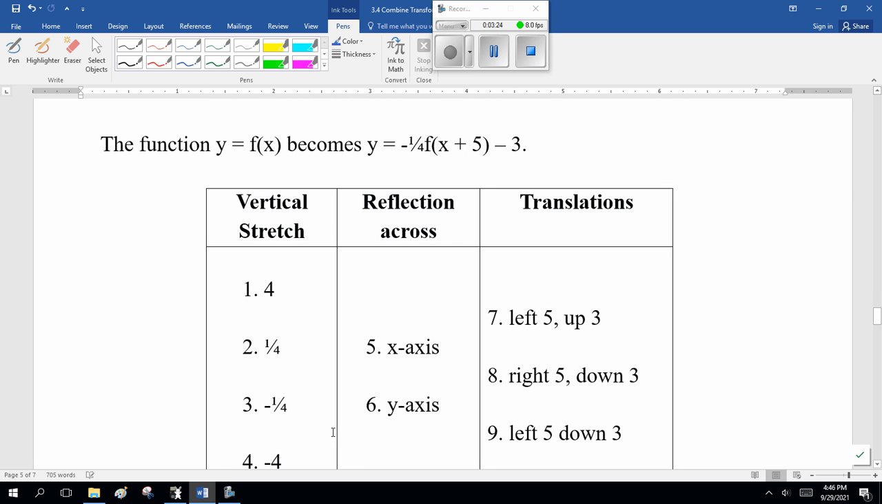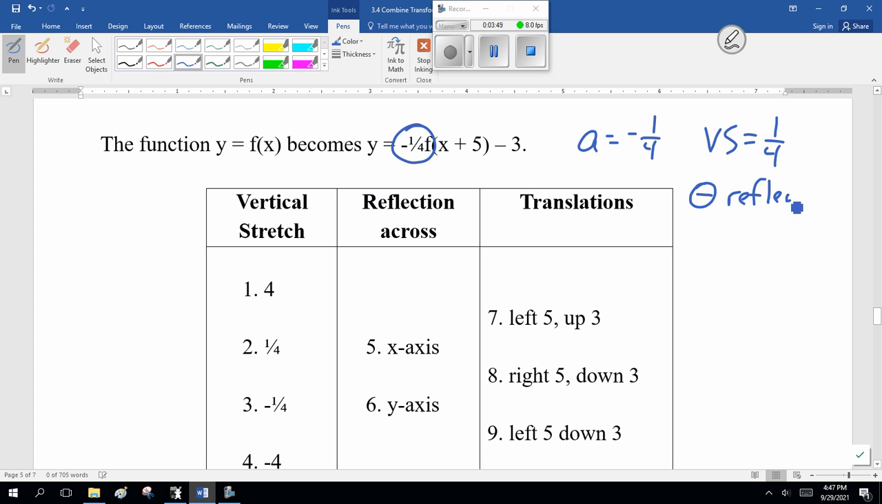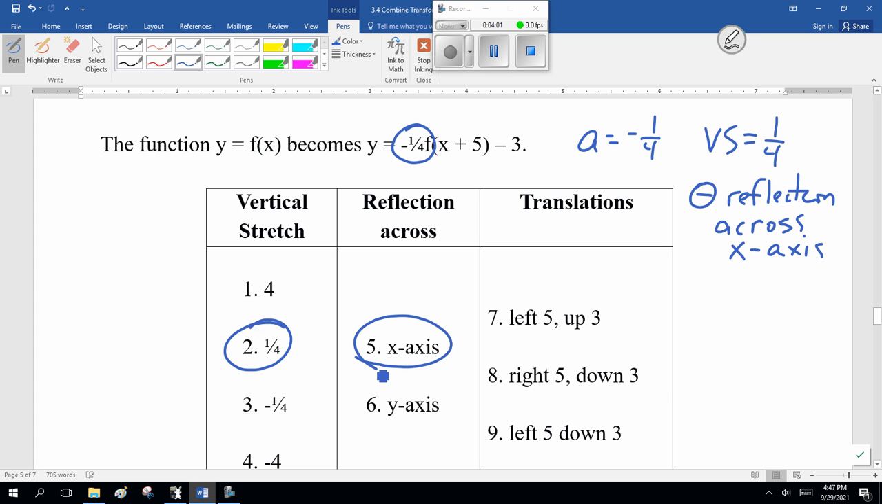Now, what's the trick here? Well, here, a is minus 1/4. That's our value, but vertical stretch is 1/4. We have two terms here, vertical stretch and the minus, which is a reflection across. Now this goes minus to minus y, so this is across the x-axis. So the vertical stretch is 1/4, the reflection across the x-axis. Okay? So that's the big trick.